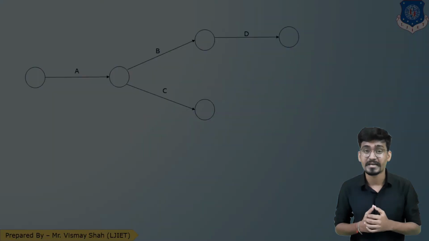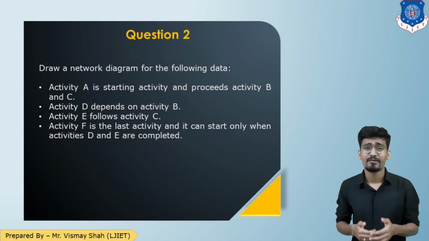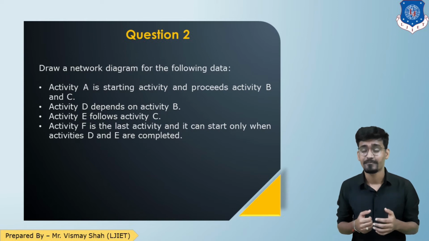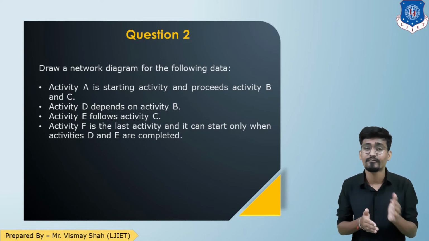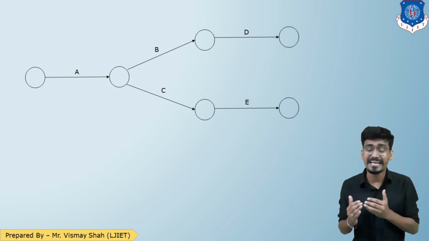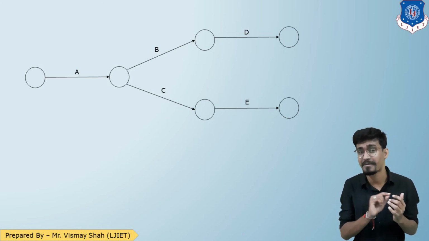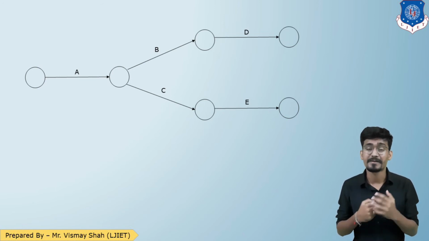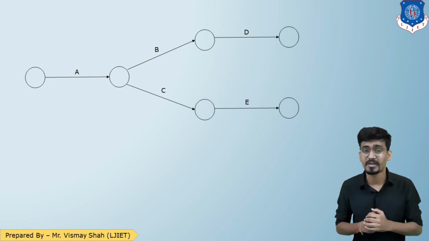Let us read the question again. The next data is activity E follows activity C. So let us represent that in the network. As we have done for B, we do for C: activity E follows C. Follows means coming out from C. So I have represented E coming out from C.